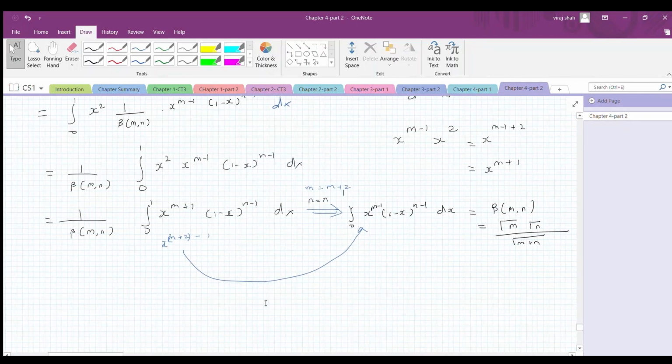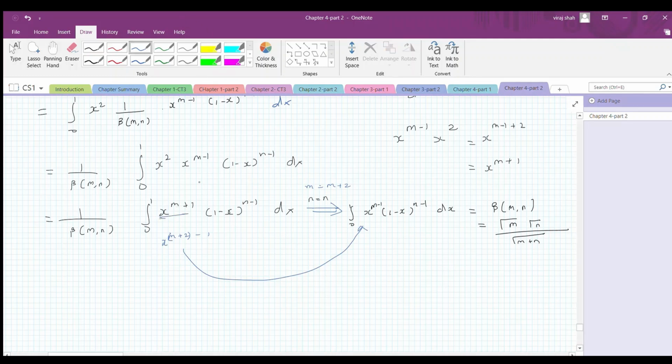Now I will write this equation in the form of this one, right? So let me just write that down. It would be 1 upon beta of m comma n into what? Beta of m. M is nothing but my m plus 2, right? So beta of m plus 2 comma n remains same because it is n here and it is n here, so it remains the same. So it would be beta of m plus 2 comma n.